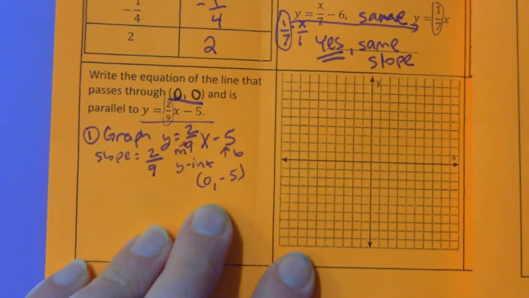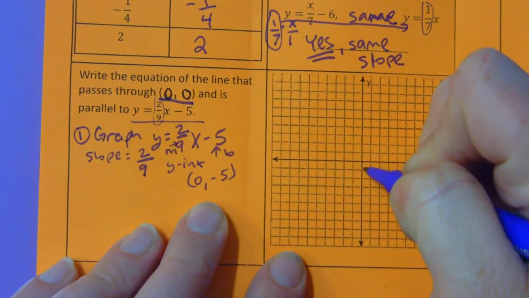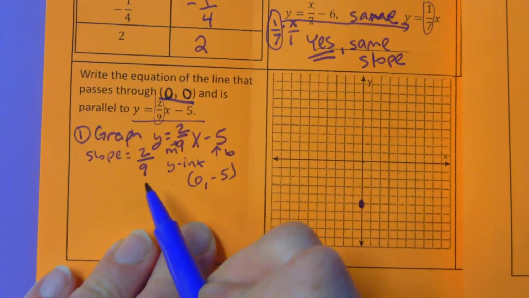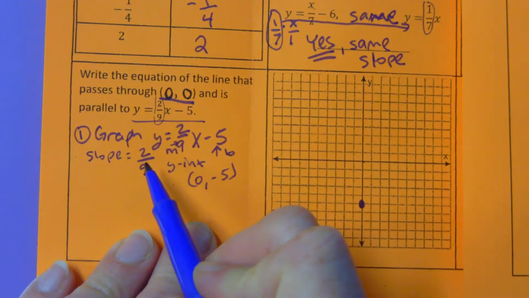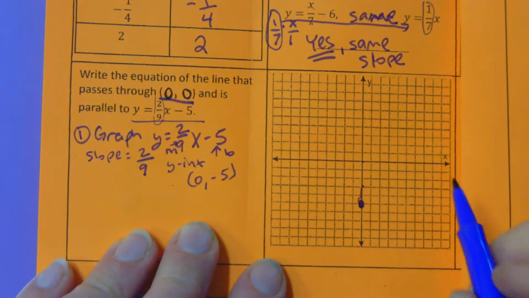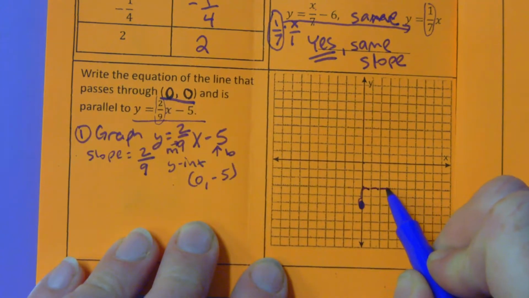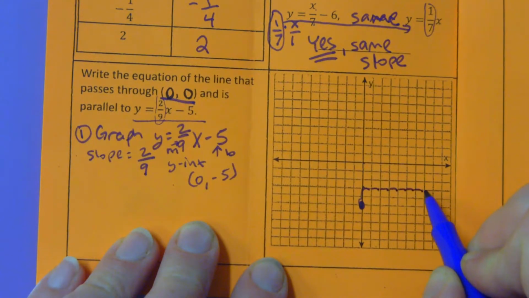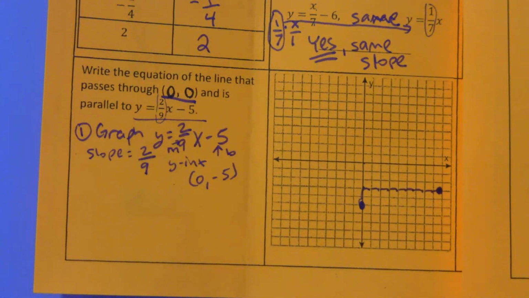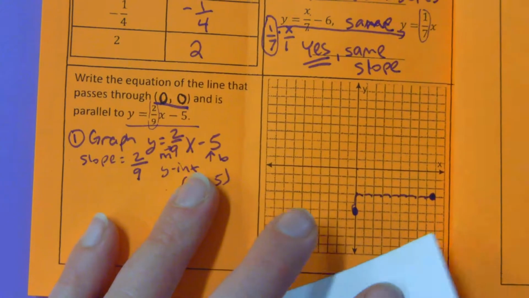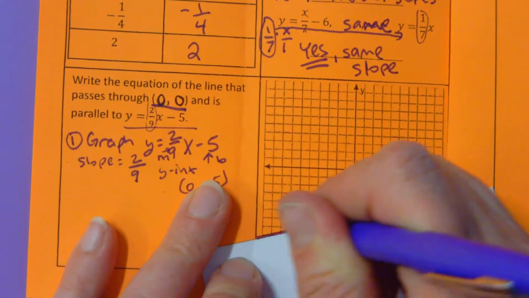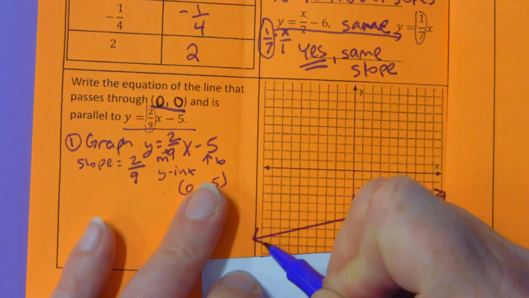And so I'm going to start at -5 on the y-axis. 1, 2, 3, 4, 5. And then I'm going to use my slope 2/9. These are both positive, so I'm going to go up 2 and to the positive 9. So I'm going to go up 2 and then count over 9. 1, 2, 3, 4, 5, 6, 7, 8, 9. So I'm going to end right there. And then I want to use some kind of straight edge to connect these points. So there's my line that goes through those.